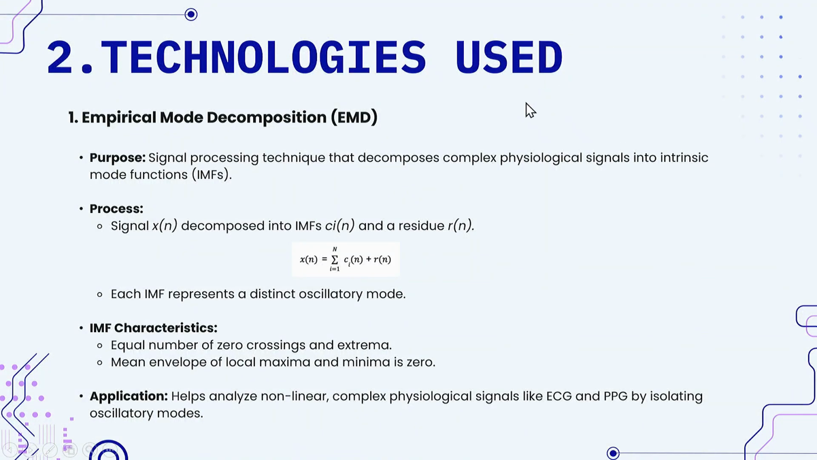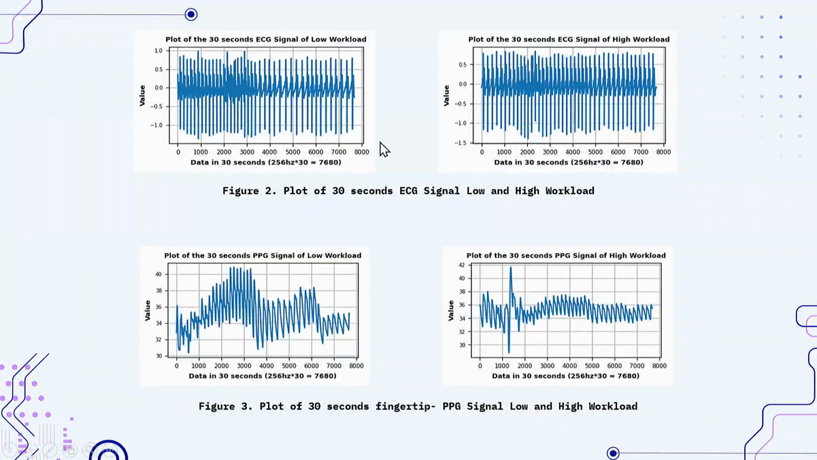Next is technology. First one is empirical mode decomposition. Basically, empirical mode decomposition is a signal processing technique which decomposes signals into IMFs, and this helps in analyzing non-linear complex physiological signals like ECG and PPG by isolating their oscillatory modes. Plot 2 shows the 30 seconds of ECG signals for low and high workload, and plot 3 shows the fingertip PPG on low and high workload.